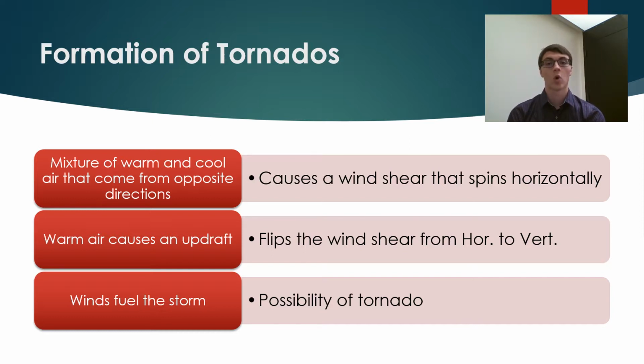Tornadoes form when warm and cool air coming together in opposite directions intersect, and this causes wind shear, and the wind shear will spin horizontally, parallel with the ground. But the warm air will push the wind shear and flip it from horizontal to vertical because the warm air rises. So you've got a spinning cyclone almost spinning vertically with the ground. And with more winds along with the storm, this can fuel it and cause the possibility of a tornado.